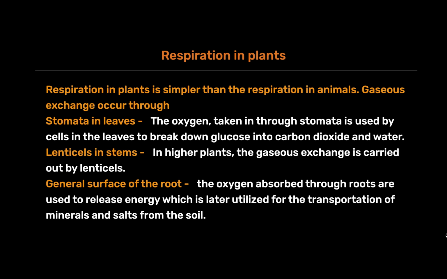Leaves, stems, and roots of plants exchange gases for respiration separately. As we all know, leaves have tiny pores called stomata, which are used for the exchange of gases. The oxygen, taken in through stomata, is used by cells in the leaves to break down glucose into carbon dioxide and water. In the case of the stem, the air gets diffused in the stomata and passes through various parts of the cell for respiration. The carbon dioxide produced during this stage also diffuses through the stomata.